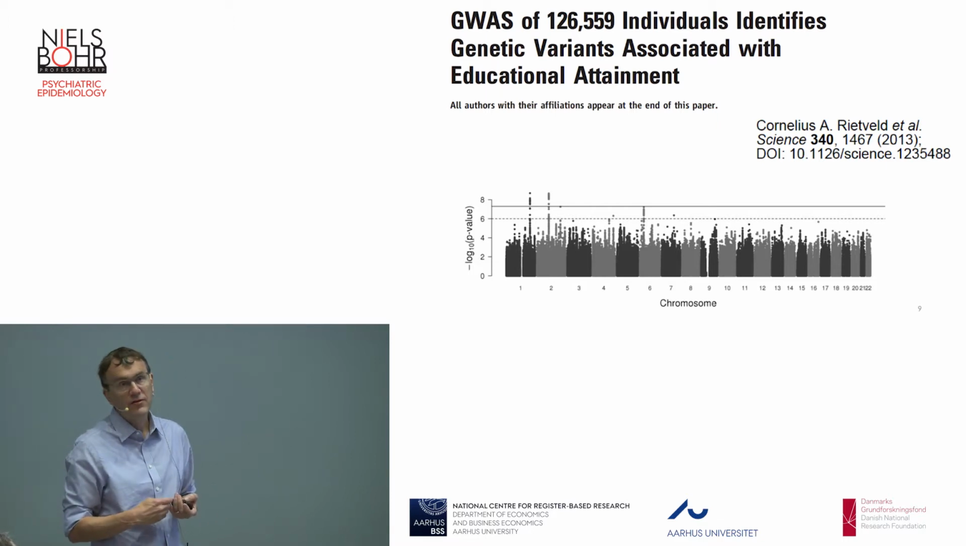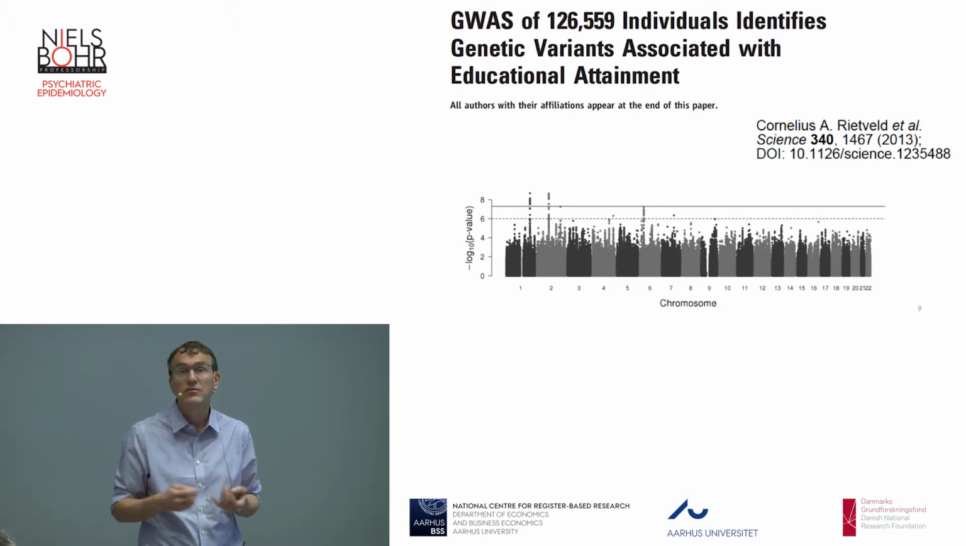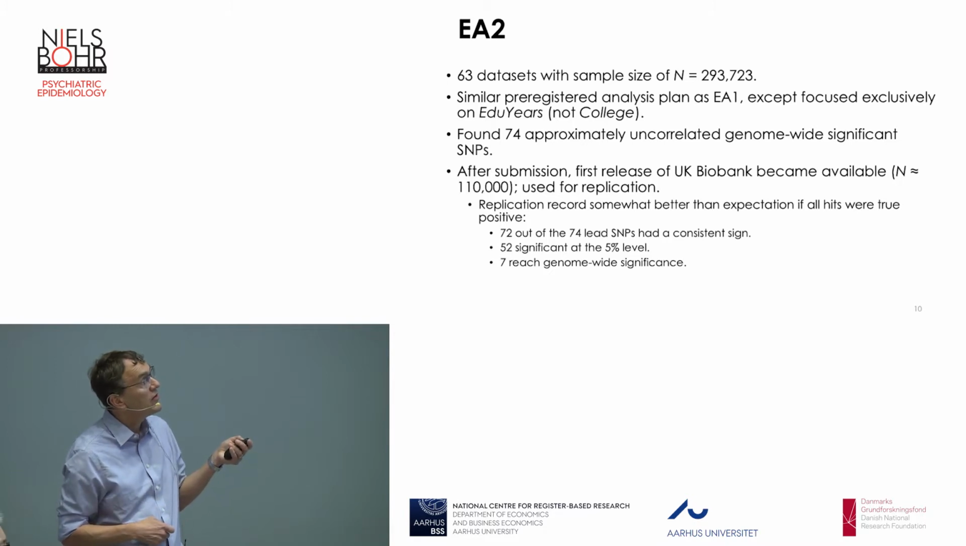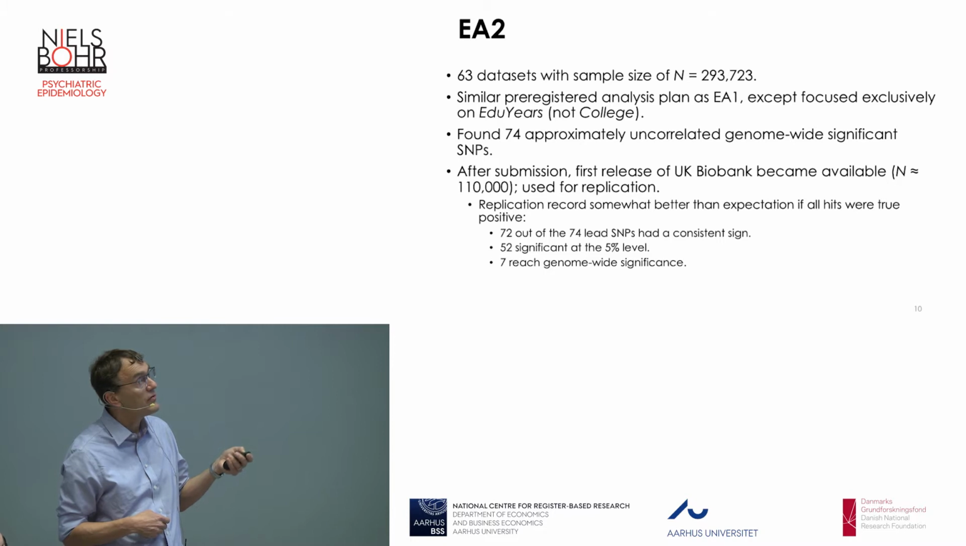Fortunately, educational attainment is an easy byproduct of lots of very large epidemiological studies, so it's easy to get very large sample sizes. So come 2015, with the paper published in 2016, we had 63 data sets. It's now the second study, with a sample size of nearly 300,000. Again, we followed a pre-registered analysis plan, which I think is very good practice.